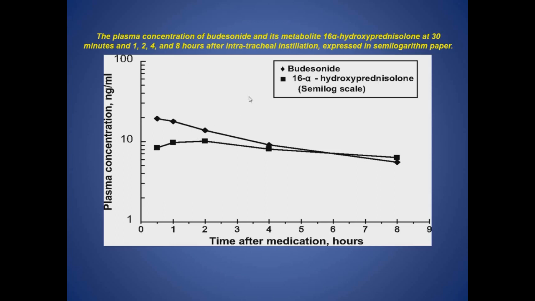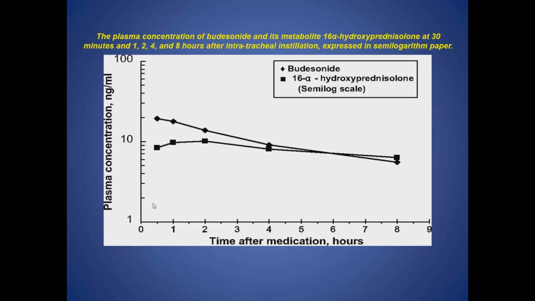And its metabolite is essentially 16 alpha hydroxyprednisolone. This metabolite has very low glucocorticoid effect. And this is perfect, because all the free-form budesonide will remain in the lung for a long time. Once absorbed, it is metabolized right away. So apparently, that's why we don't see a serious side effect at all.